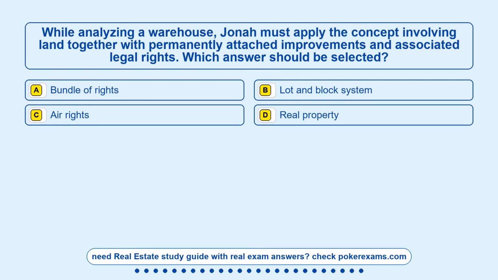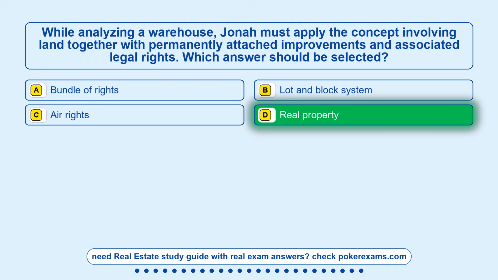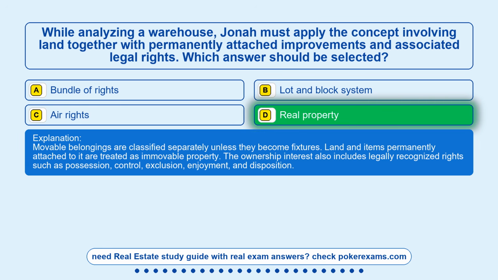Question 23. While analyzing a warehouse, Jonah must apply the concept involving land together with permanently attached improvements and associated legal rights. Which answer should be selected? Option A, bundle of rights. Option B, lot and block system. Option C, air rights. Option D, real property. The correct answer is option D, real property. Movable belongings are classified separately unless they become fixtures. Land and items permanently attached to it are treated as immovable property. The ownership interest also includes legally recognized rights such as possession, control, exclusion, enjoyment, and disposition.